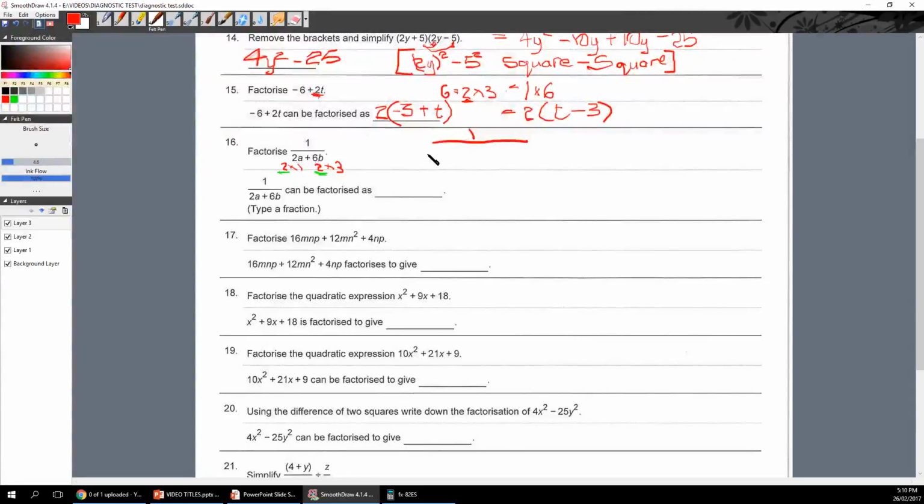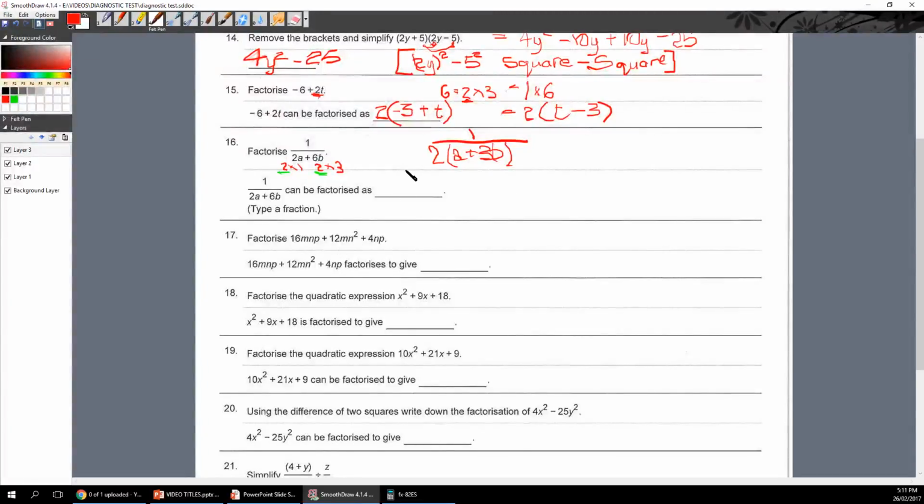So we can put 2 outside a bracket like that. There's our bracket: 2 times a plus 2 times 3b. Probably need to make this a little bit bigger, maybe 6 there like that. I don't know if I can drop that out of the way. That just sets it all up and we don't have to worry about it. Alright, so that's it.